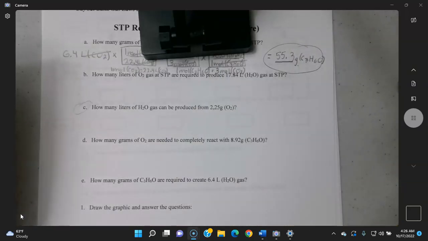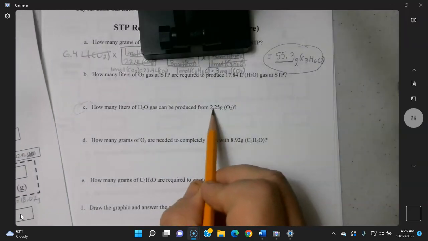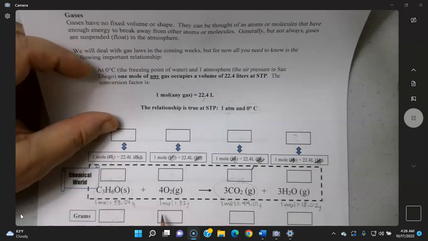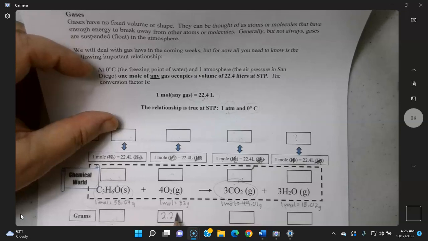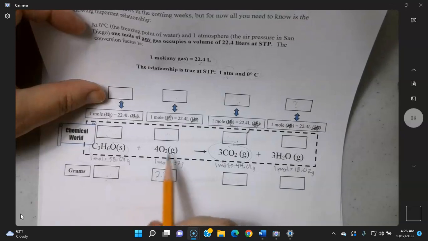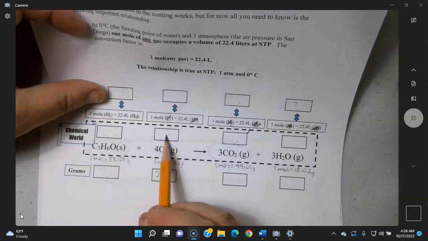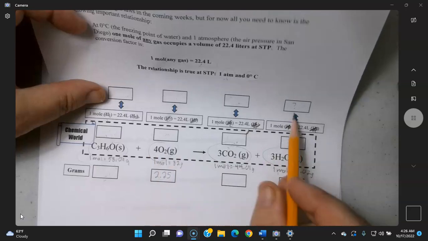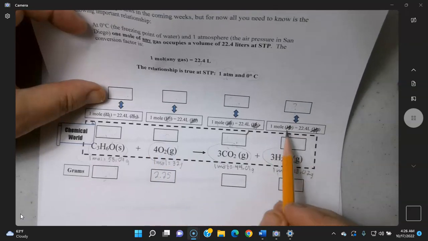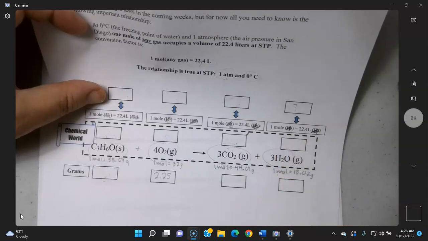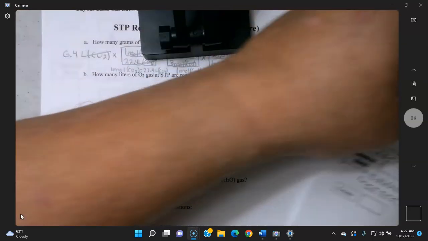It can be produced from 2.25 grams of O2. So come down to O2 and it's 2.25 right there. So our path is to go up through the molar mass of oxygen, from oxygen over to water using the equation, this equals this, and then coming out using 1 mole of H2O equals 22.4 liters of H2O, because this is true for any gas. All right, so let's go ahead and write this out.